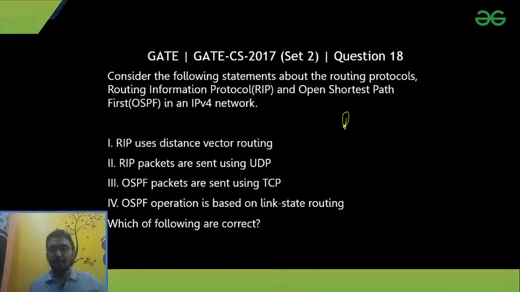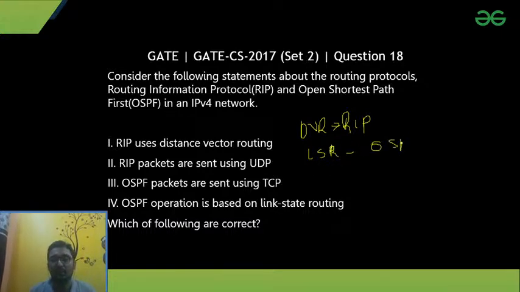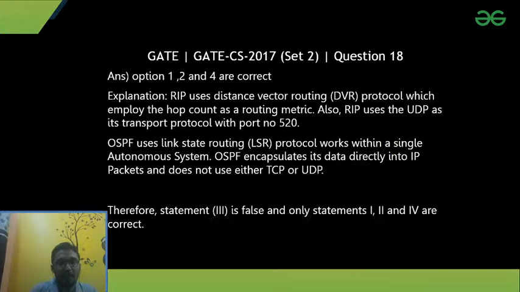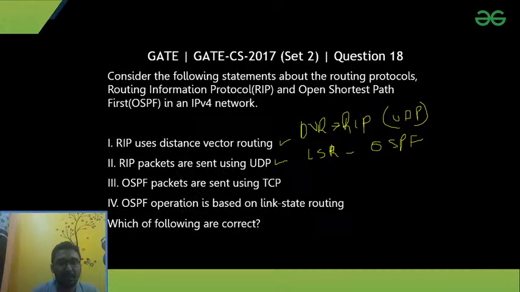So you need to remember that distance vector routing, DVR, is RIP, and link state routing, LSR, is OSPF. This is how you can remember. Also, RIP uses UDP. You need to remember this. So by these facts, RIP uses distance vector routing, and RIP packets use UDP. Fine. So options 1, 2, and 4 are correct.